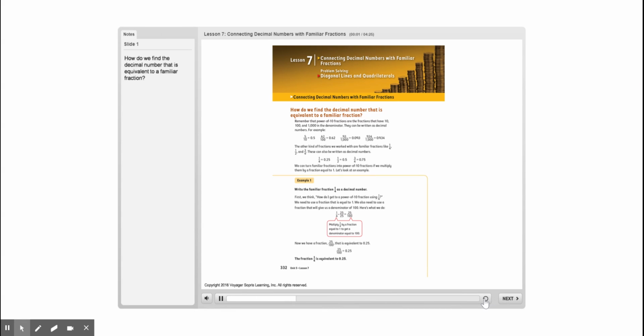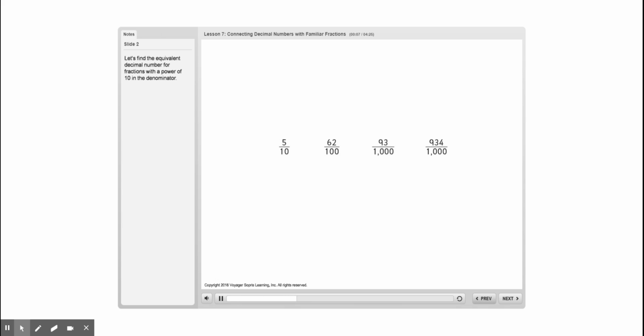How do we find the decimal number that is equivalent to a familiar fraction? Let's find the equivalent decimal number for fractions with a power of 10 in the denominator. Power of 10 fractions are fractions that have 10, 100, or 1,000 in the denominator. These fractions can be written as decimal numbers.